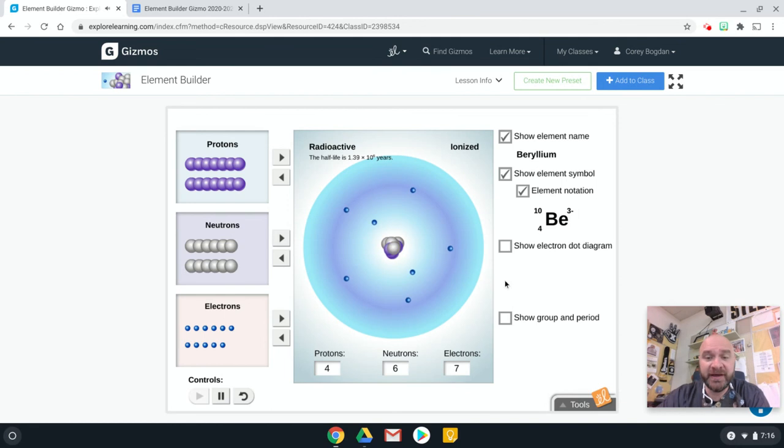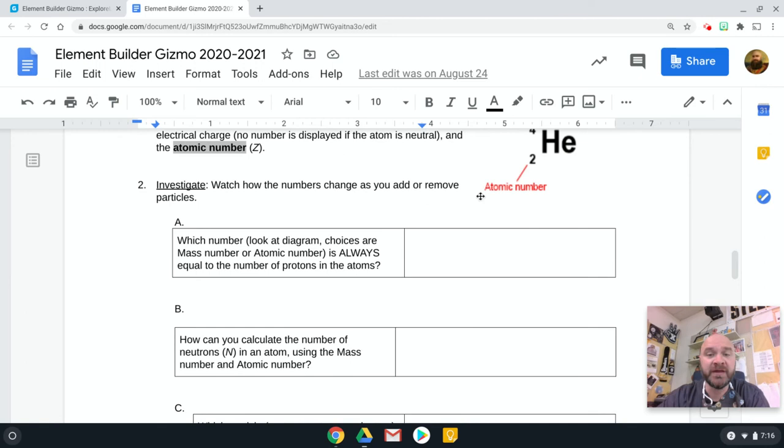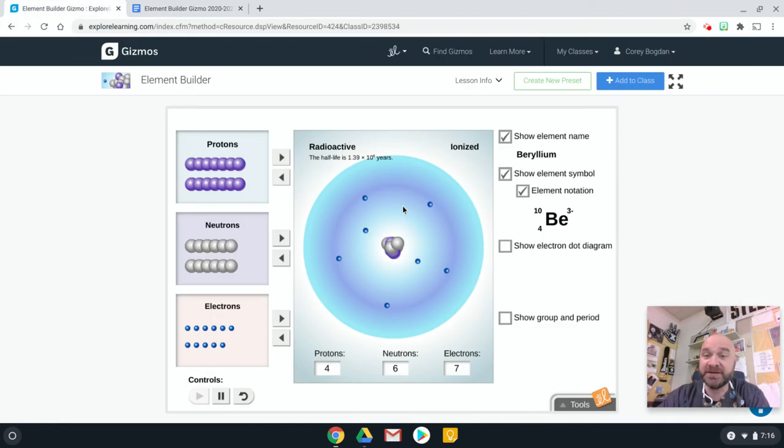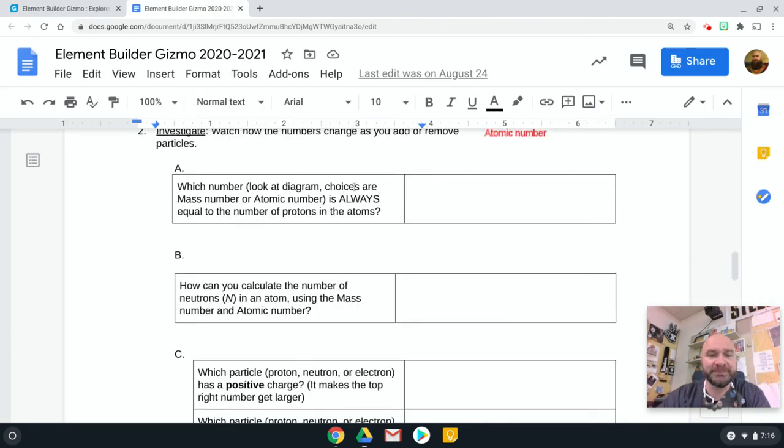All right. So now it looks like the only one of these 3 numbers that is going to be equal to protons is this bottom left number, which is the atomic number. So which number is always equal to the number of protons? Well, it looks like it is the atomic number. So my answer is just atomic numbers. They're not asking for a number answer. They're looking for a word answer. So 1 proton, the bottom left number is 1. 2 protons, the bottom left number is 2. 3 protons, the bottom left number is 3, and so on.